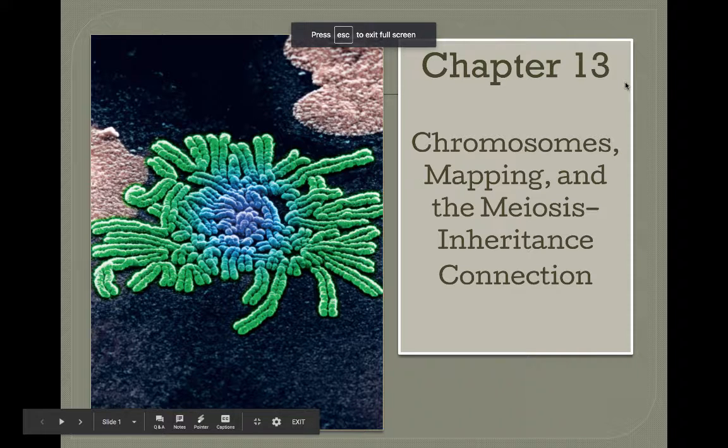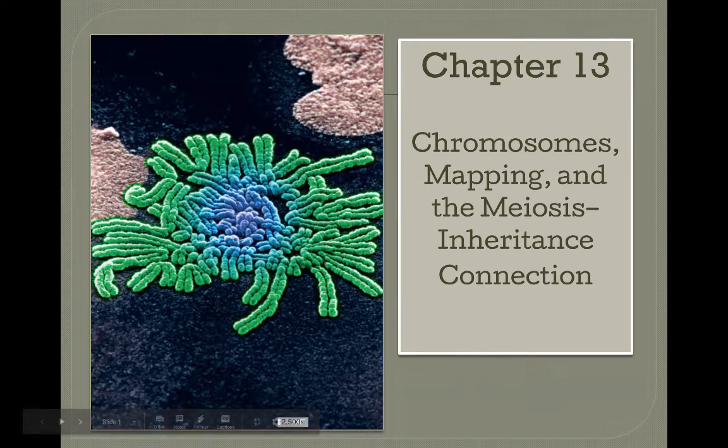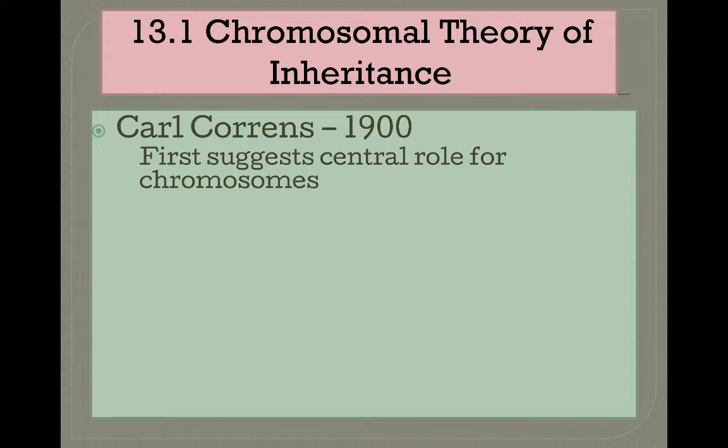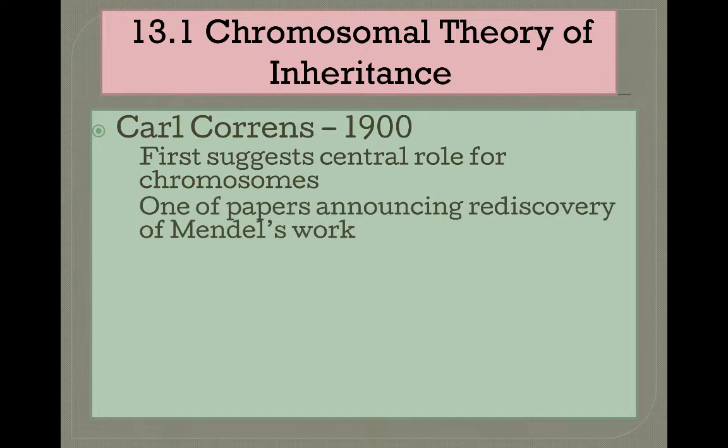All right, so we're going to be starting with chapter 13, which is dealing with chromosomes, the order of genes on chromosomes, and how meiosis plays a role in the inheritance patterns that we saw in last chapter. Carl Correns, a German scientist in the early 1900s, was the first person to make a connection between Mendel's rediscovered work and chromosomes. Chromosomes were kind of a new thing being discovered, and Mendel's work came back out, and so Correns was the first person to make that connection.